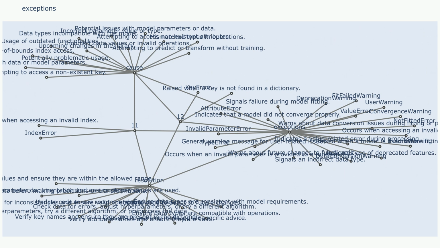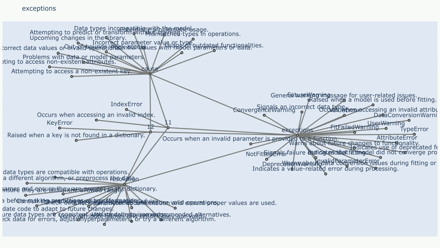2. Beyond common exceptions. ConvergenceWarning. Description: indicates that the optimization algorithm used by a model may not have converged properly. Causes: poorly chosen hyperparameters, leading to slow convergence. Non-convex optimization problems where the algorithm might get stuck in a local minimum. Insufficient data for the chosen algorithm. Resolution: re-evaluate your hyperparameter settings. Experiment with different optimization algorithms. Consider increasing the amount of training data.